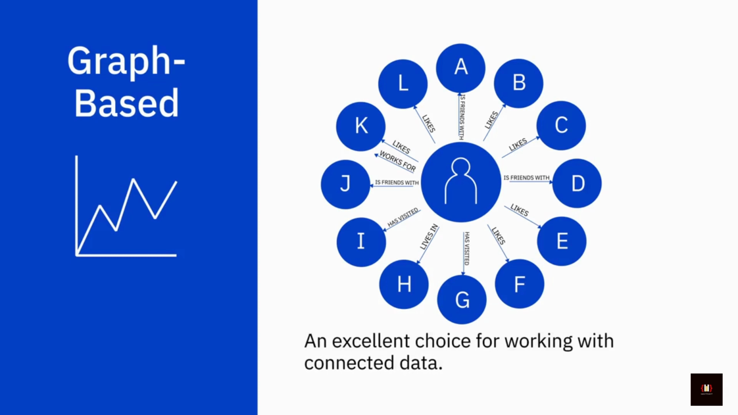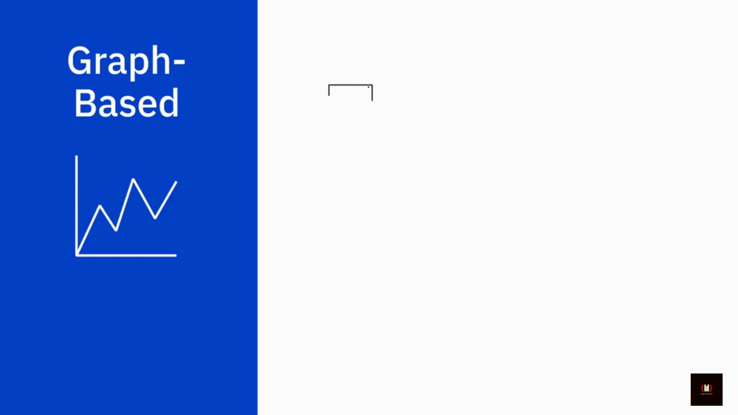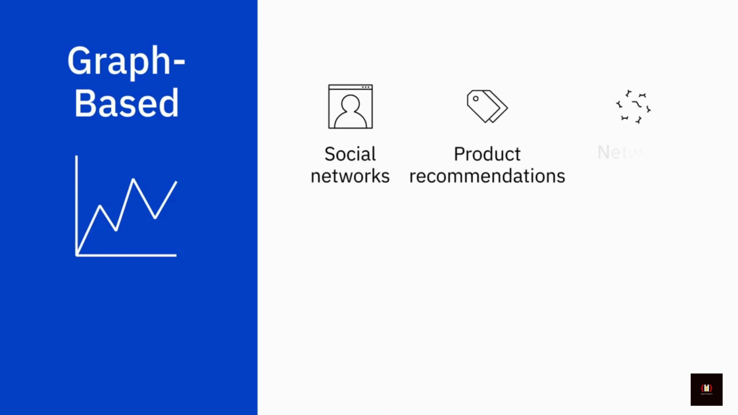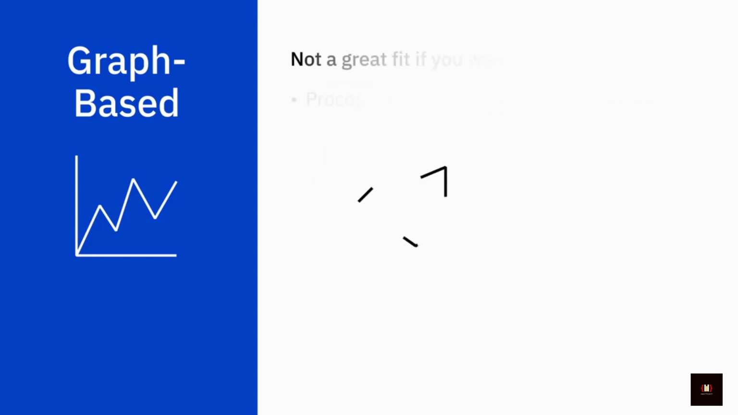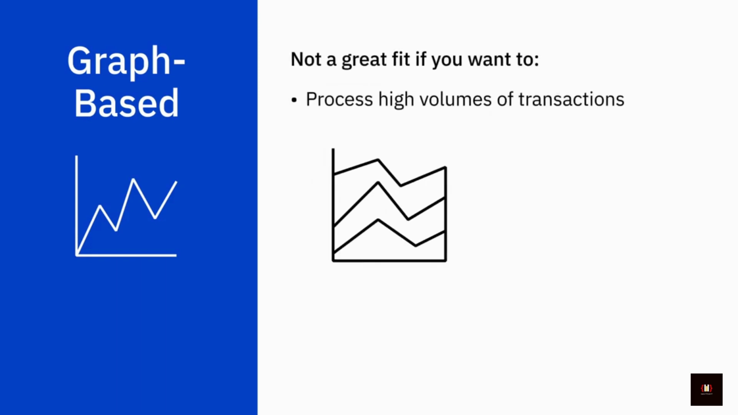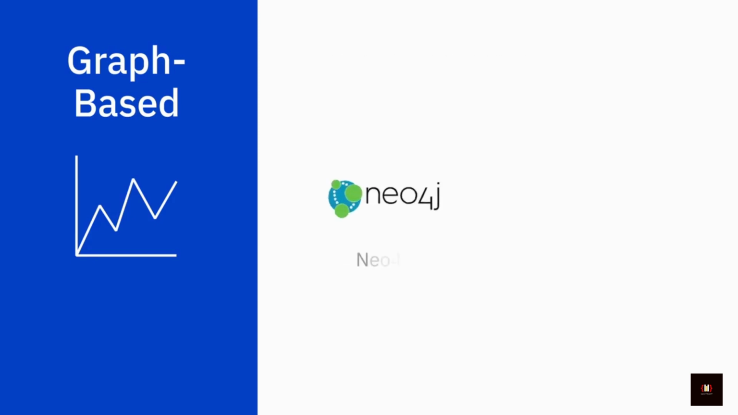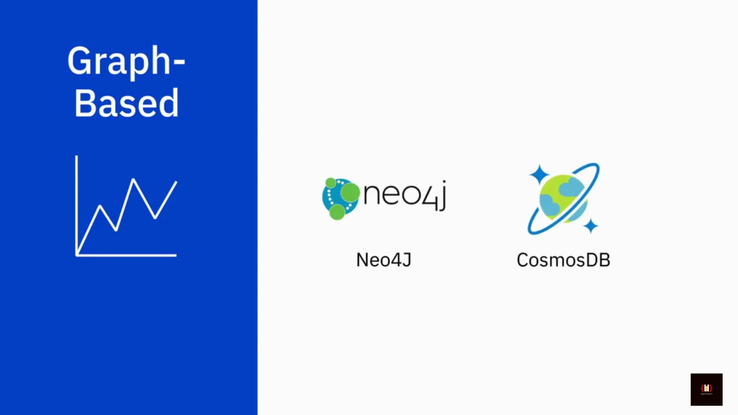Graph databases are an excellent choice for working with connected data, which is data that contains lots of interconnected relationships. Graph databases are great for social networks, real-time product recommendations, network diagrams, fraud detection, and access management. But if you want to process high volumes of transactions, it may not be the best choice for you because graph databases are not optimized for large volume analytics queries. Neo4j and Cosmos DB are some of the more popular graph databases.